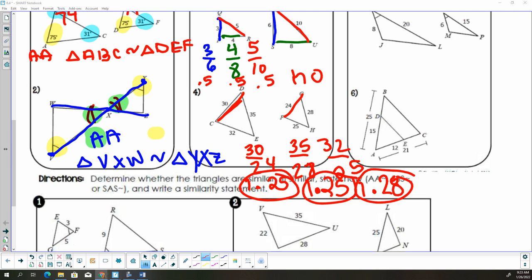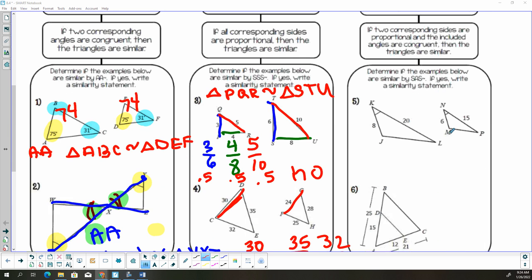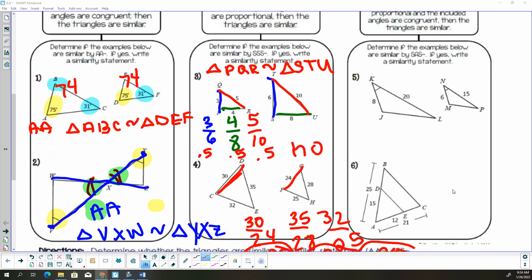All right, let's take a look at the third and final theorem that we have here. Side angle side. If two corresponding sides are proportional and the included angle is congruent, then we can say that the triangles are similar. So let's take a look. Here, this notation would mean that the angles are congruent, right? They have the same markings. That means angles are congruent.